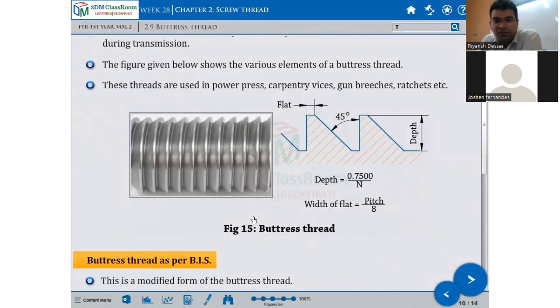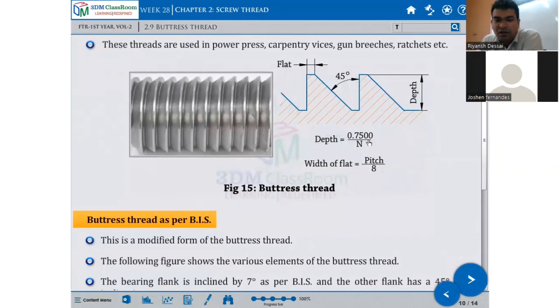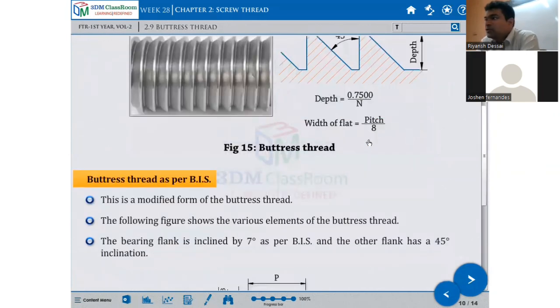This is a general view of this thread. The 45 degree flank. The depth should be 0.75 p, and the width of the flat should be pitch upon 8.